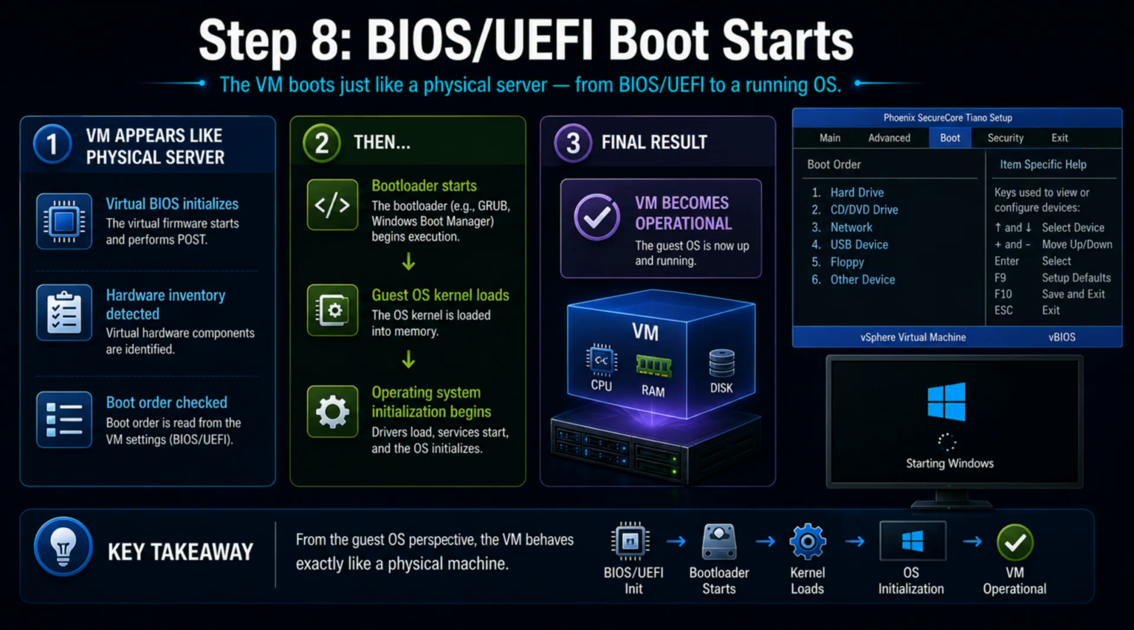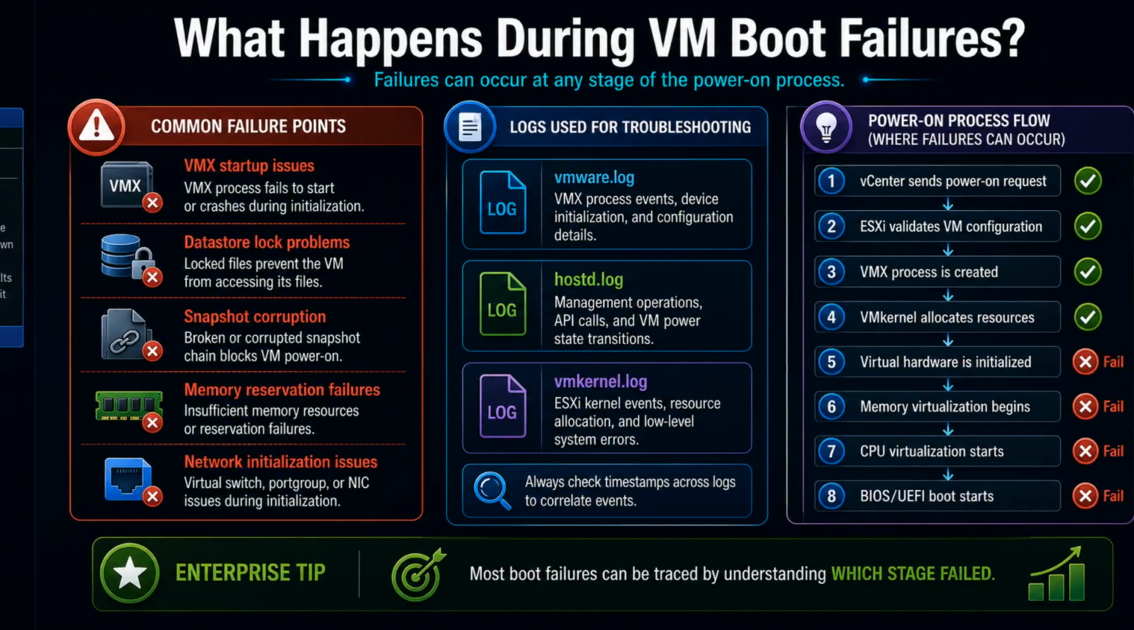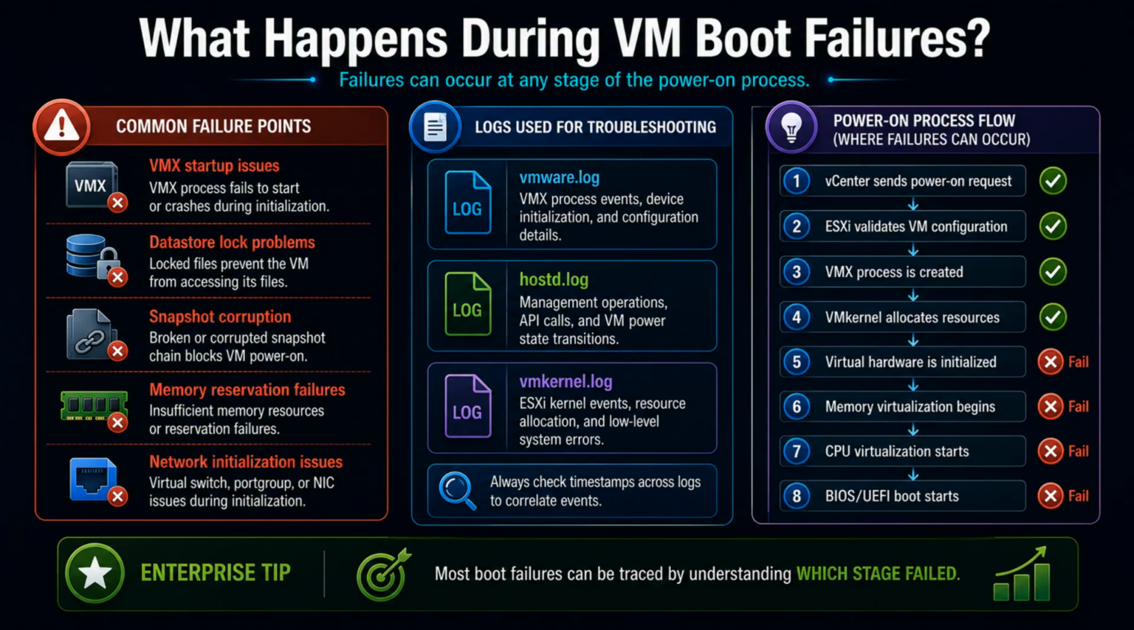But what happens when this process breaks? Most VM boot failures can be traced back to one failed stage. Failures can happen during VMX startup, datastore locking, snapshot validation, memory allocation, or network initialization. That's why VMware troubleshooting heavily depends on logs like vmware.log, hostd.log, and vmkernel.log. Once you understand the internal power-on sequence, troubleshooting becomes far more logical and much faster.